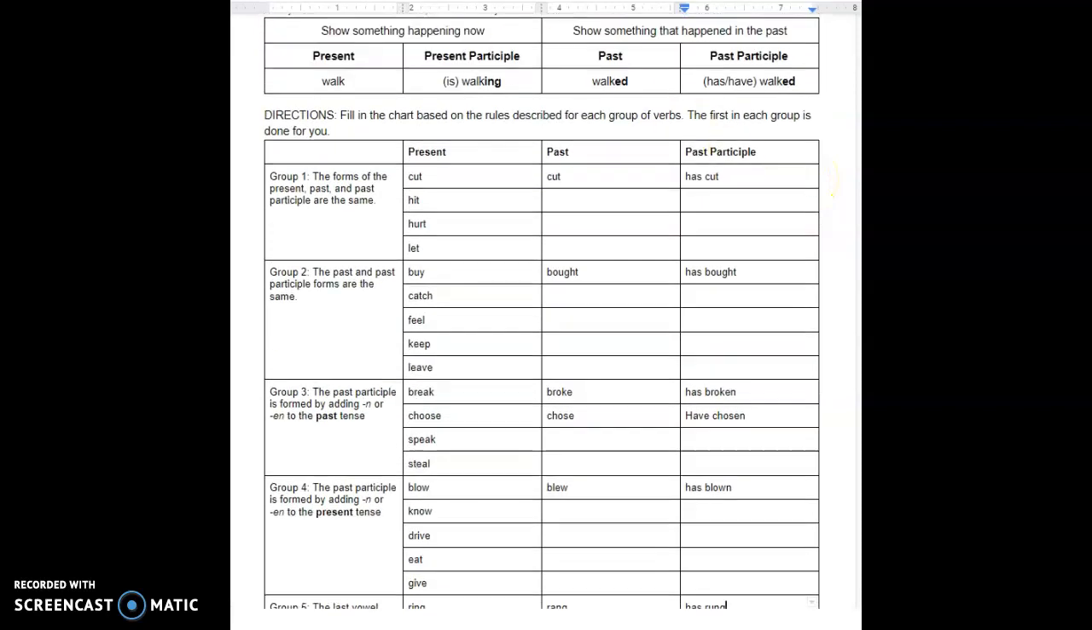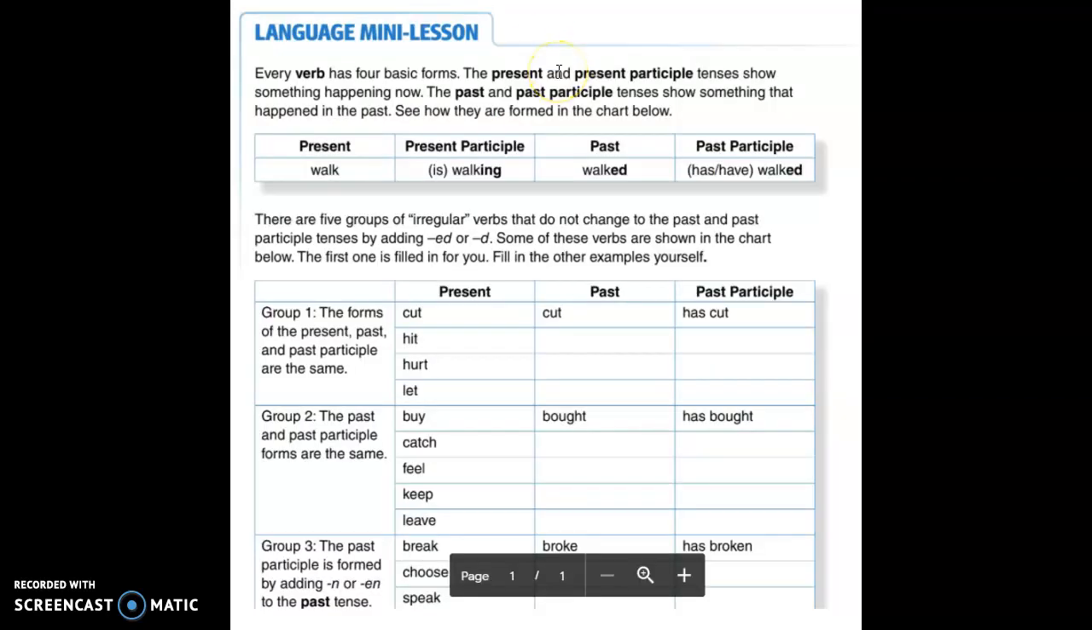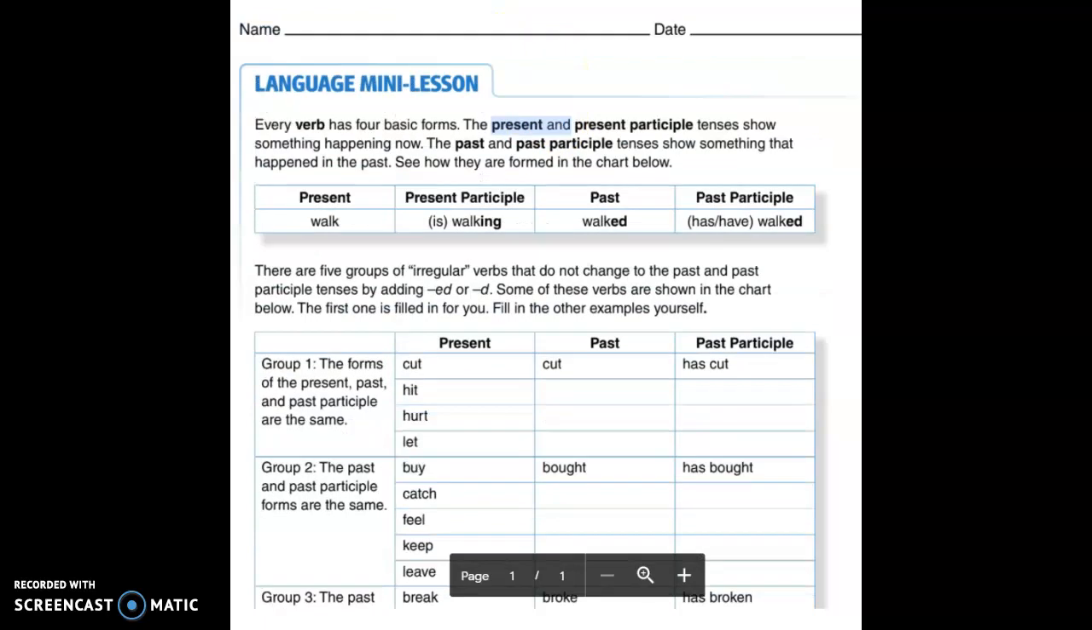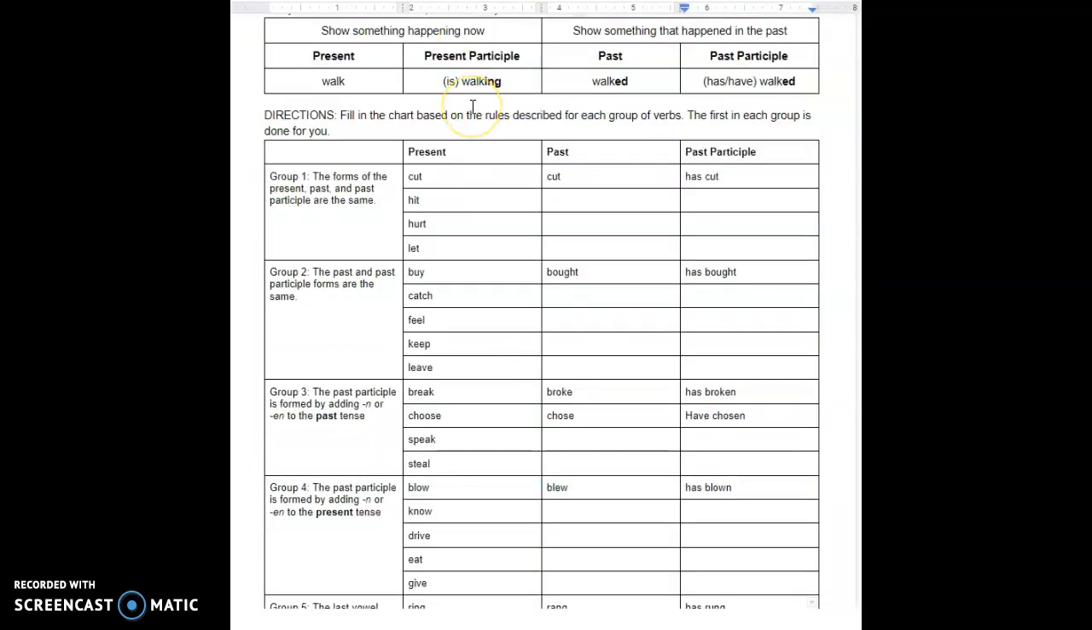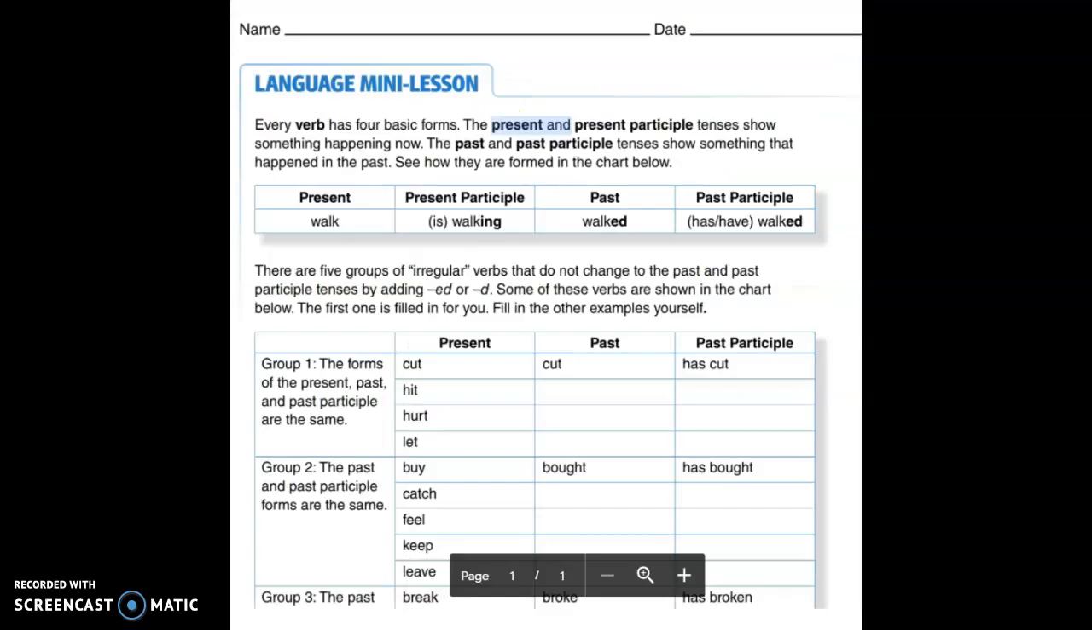So again, the PDF here shows what it looks like in the workbook, page 250. And in your Google Classroom assignment, you will see that there is a language mini lesson Google form attached that you can either fill out or you can go to your own paper workbook page, write the answers across the line, take a picture, and upload your responses when you're done.